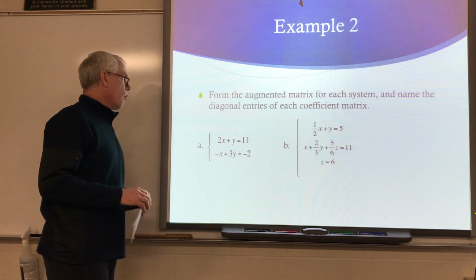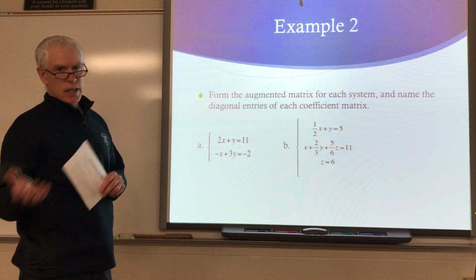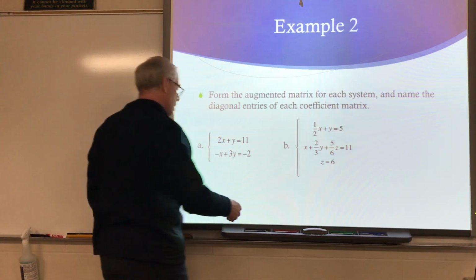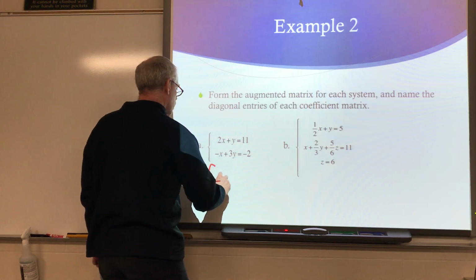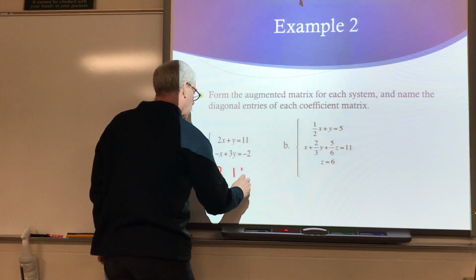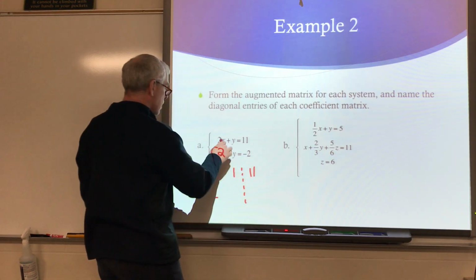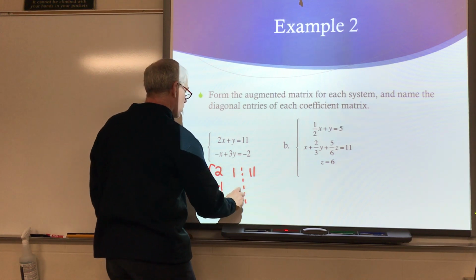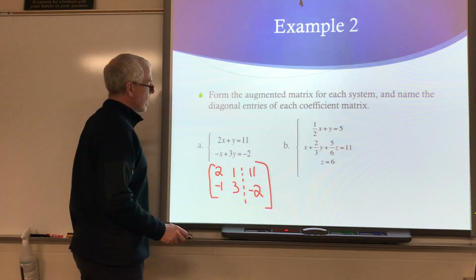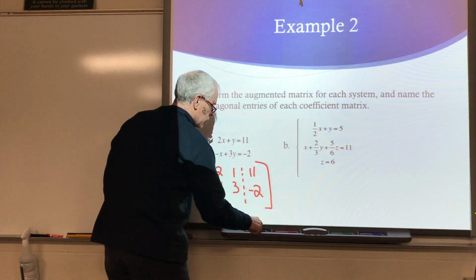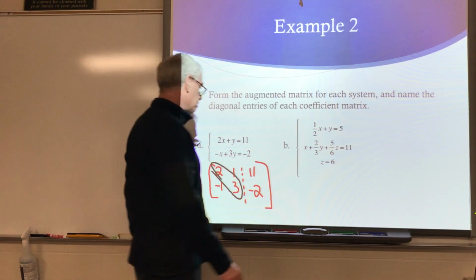Example 2. Form the augmented matrix for each system and then name the diagonal entry. So the augmented matrix is taking a system of equations and making it into a matrix. So you get something that looks like this. So the first row has a 2 and a 1, and then augmented, we'd put a dashed line to kind of represent the equal sign, and then an 11 on the other side. The x here is negative 1 and then a 3, and we're just listing the coefficients, and then a negative 2. And of course the diagonals here, guys, are going to be, I'll just circle them this time. The 2 and the 3 are my diagonal entries, okay?